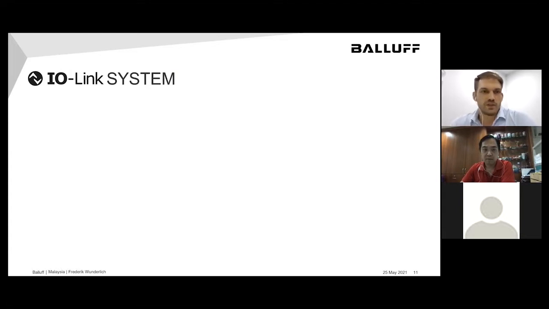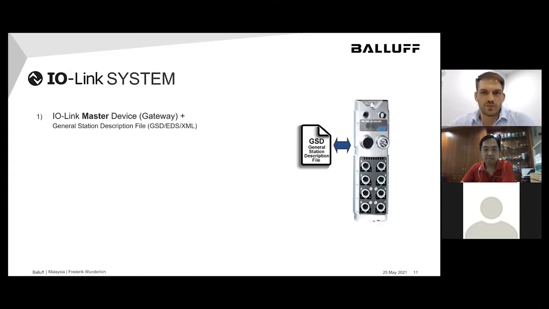So to have an IO-Link system, what are the components we actually need? First one, we need this IO-Link master that I just mentioned. We can also call it a gateway. So the master looks like this. We've got 8 ports to connect 8 sensors or hubs, and the master comes with a GSD file or EDS or XML file, depending on what PLC you actually use.